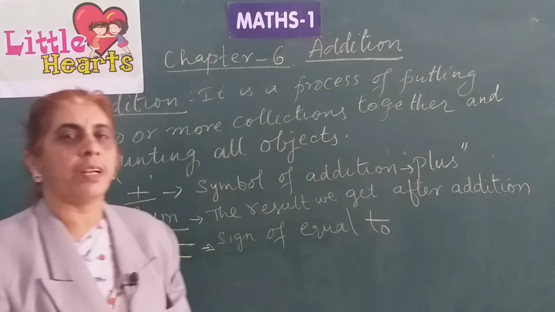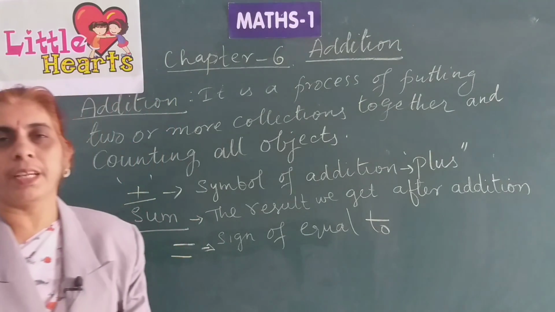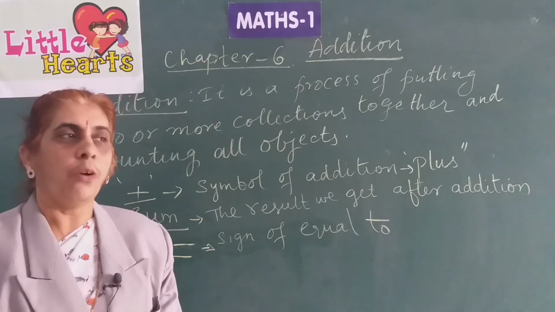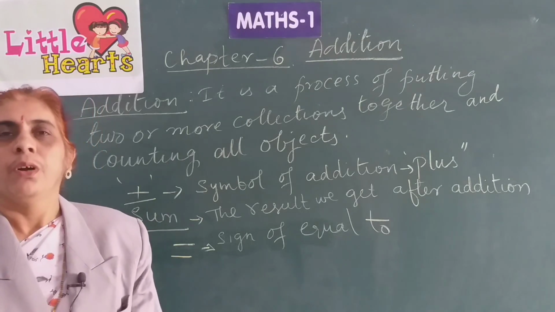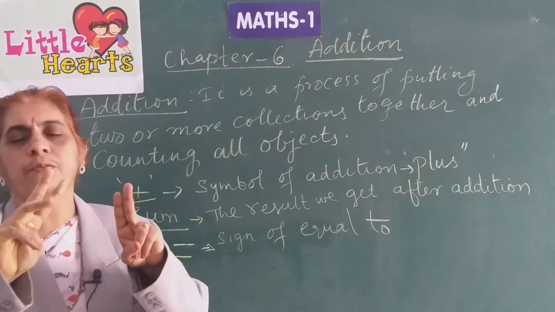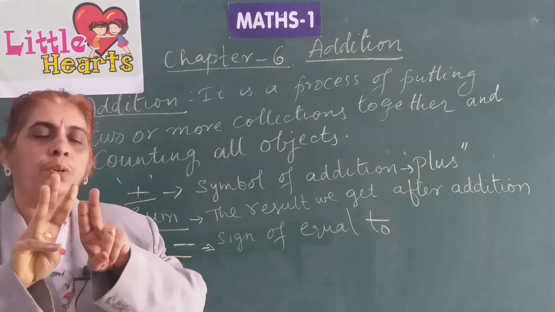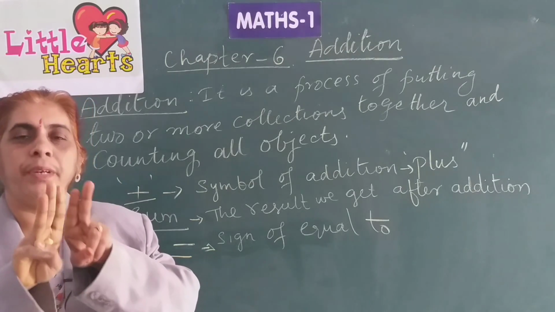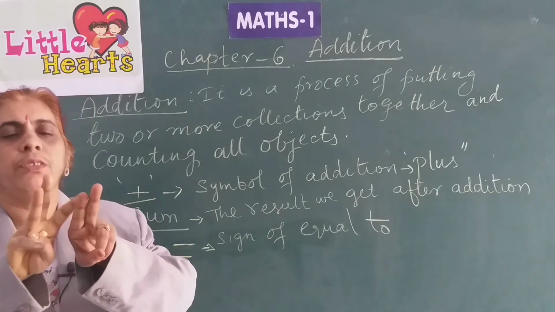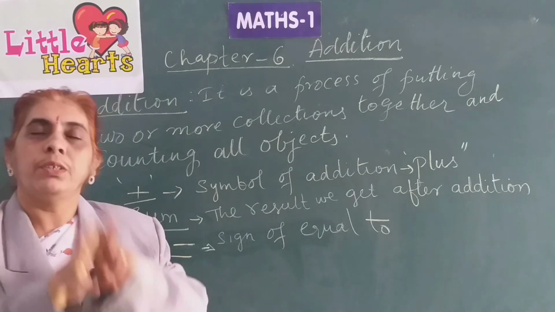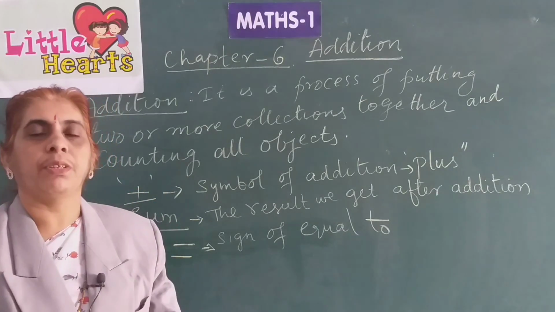You have 2 chocolates, and your father gave you 3 more chocolates. How many chocolates do you have now? Already you have 2 and your father gave you 3. So 2 plus 3. How many chocolates do you have now? 1, 2, 3, 4, 5. So you have 5 chocolates with you now.